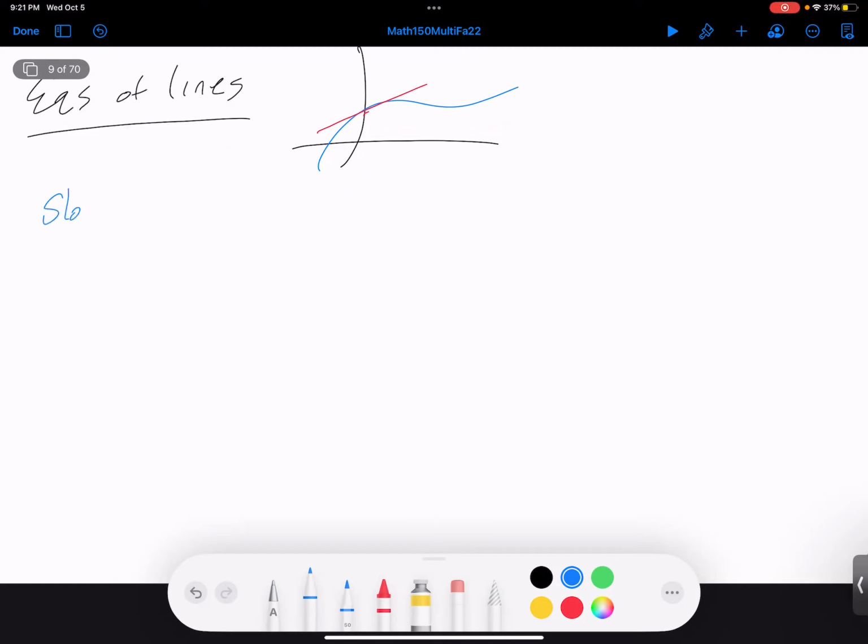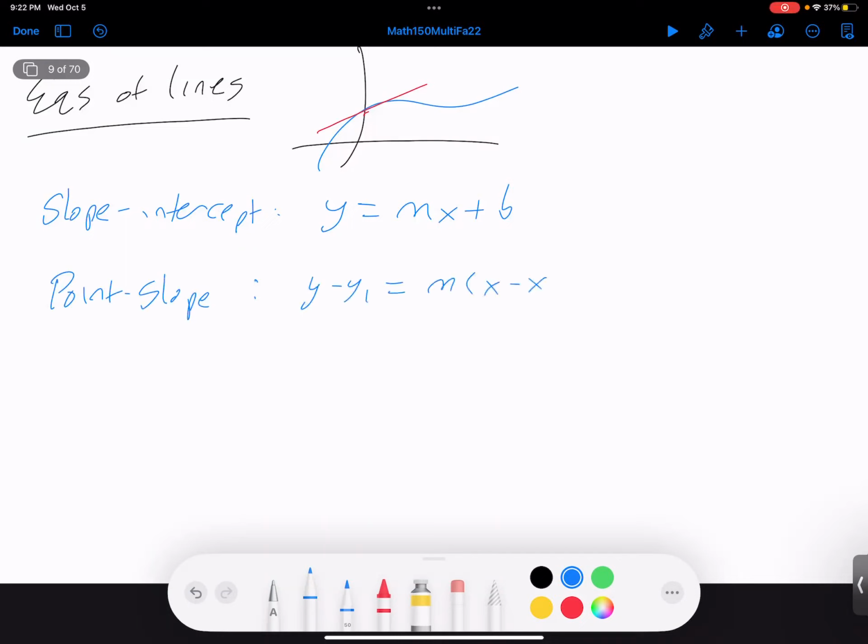So the slope intercept, and this is y equals mx plus b. What else is there? There's one I forget what it's called, but it's like y minus y1. Yeah, so that's point slope. Point slope: y minus y1 equals m times x minus x1.